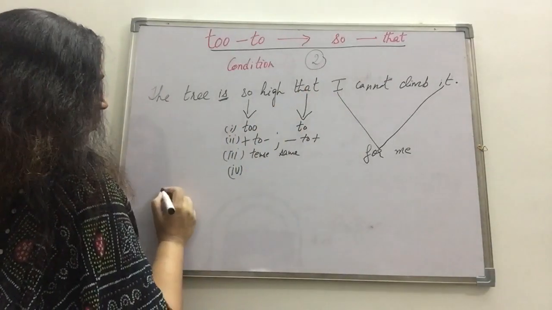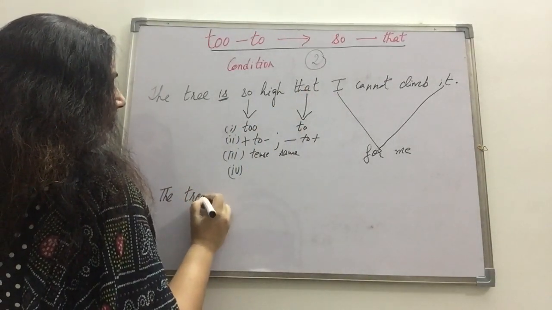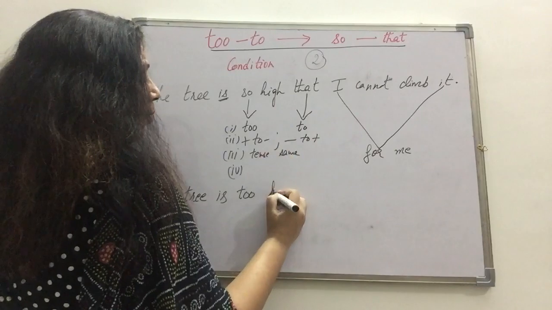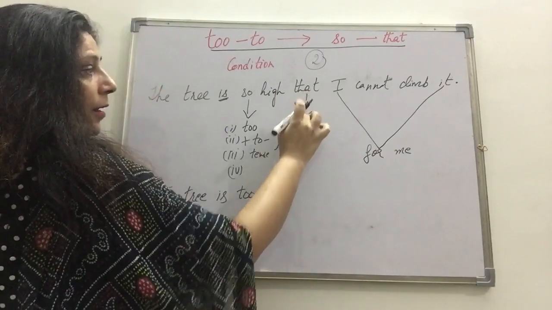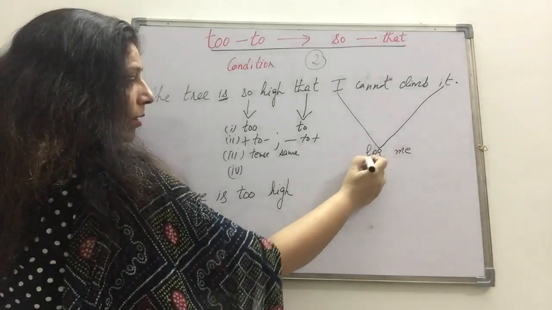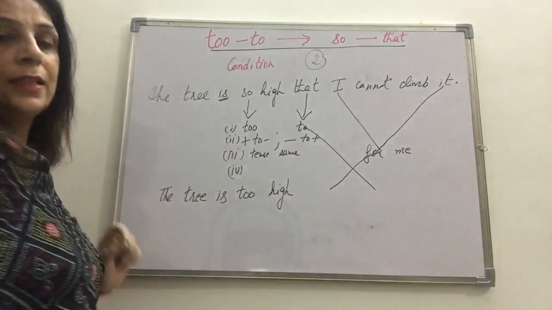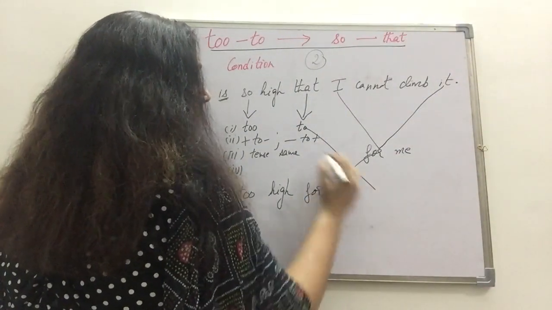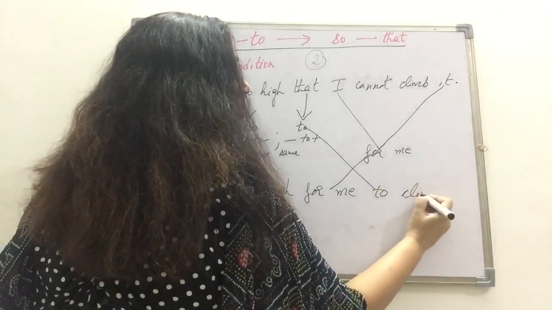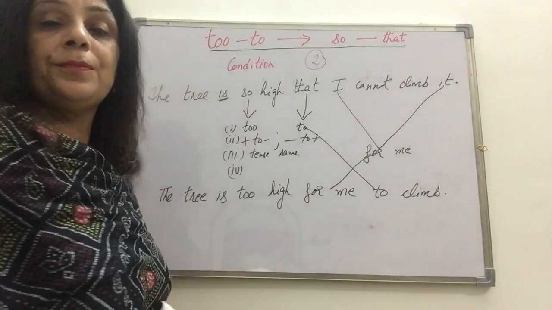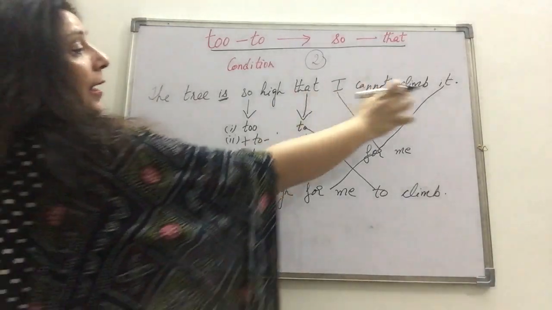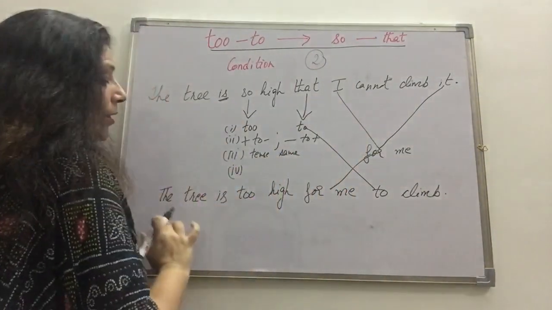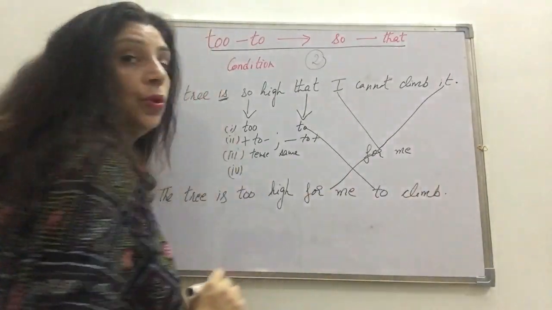The tree is so high that I cannot climb it. The tree is too high. Here this is too and here is for me. So this for me and this too will again interchange. So the tree is too high for me to climb. This will be the answer. I and it will change into for me. So the tree is so high that I cannot climb it. The tree is too high for me to climb.